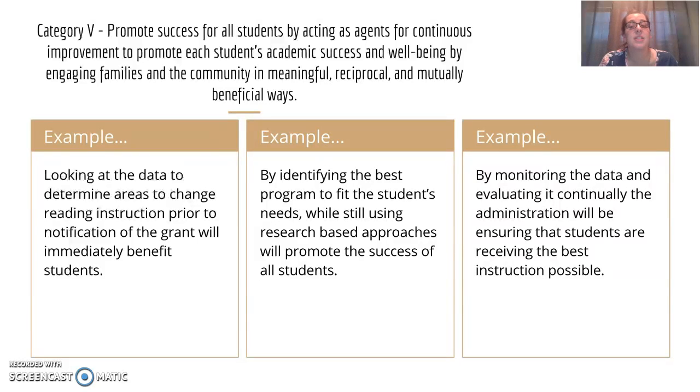And by monitoring the data and evaluating it continually, the administration is ensuring that students are receiving the best instruction possible. Because if you're continually looking at that data, you can see, okay, we started these leveled reading groups and things are going great. This data is showing that this is really helping. Then you know, okay, next year this is something that has to be built into the schedule.